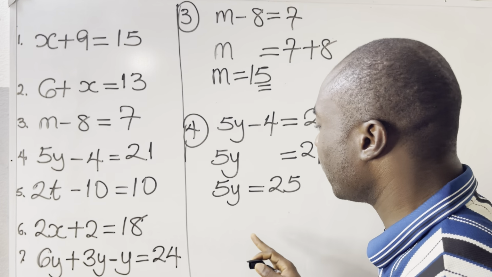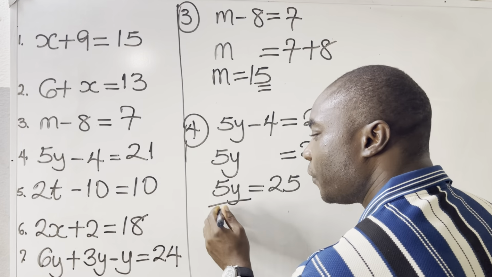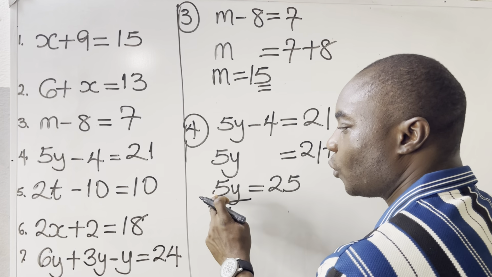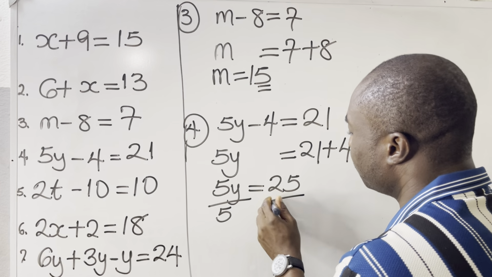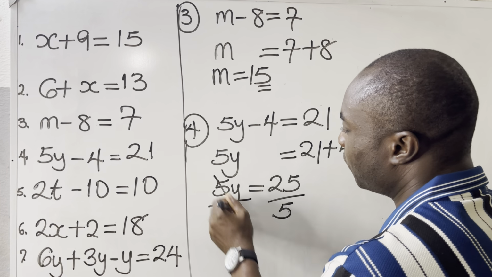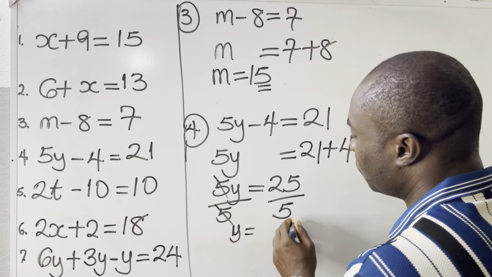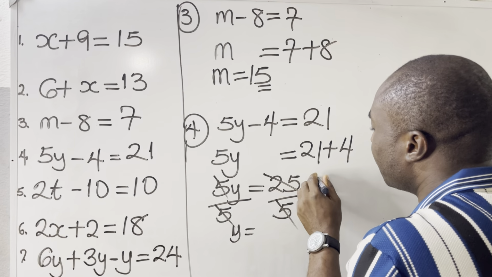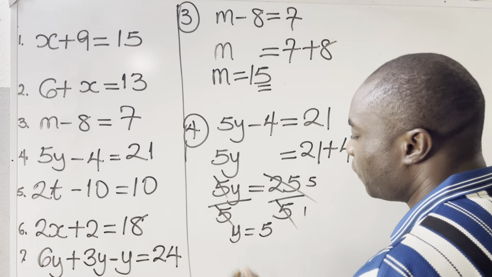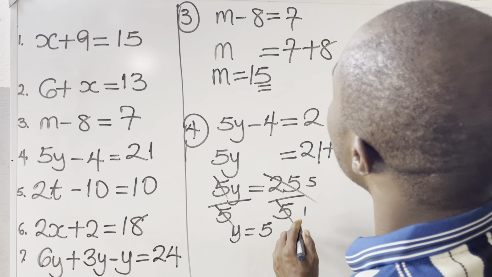And the value of y is 5, because when you divide both sides of the equation by the coefficient of y, which is 5, I'll divide this side by 5, divide this side by 5. So the value of y is equal to 5 divided by itself once, and 25 divided by 5 is 5. And the value of y is 5.